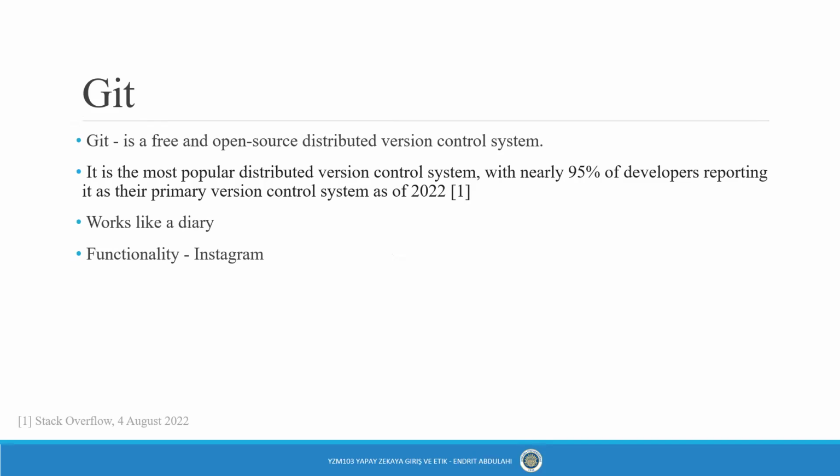During research conducted in 2022, nearly 95% of developers reported that Git was their primary version control system. As we can see from this research, it is a huge platform and most people are very satisfied with using it. If you would compare it to a real-world example, you could compare it to a diary. It basically works like a diary. You write what you did, how you did it, when you did it, and you keep track of everything.